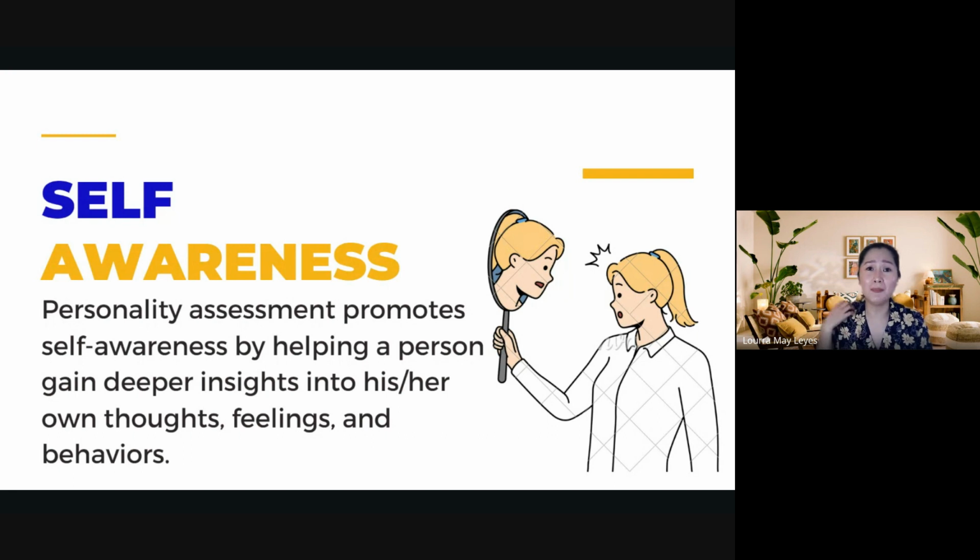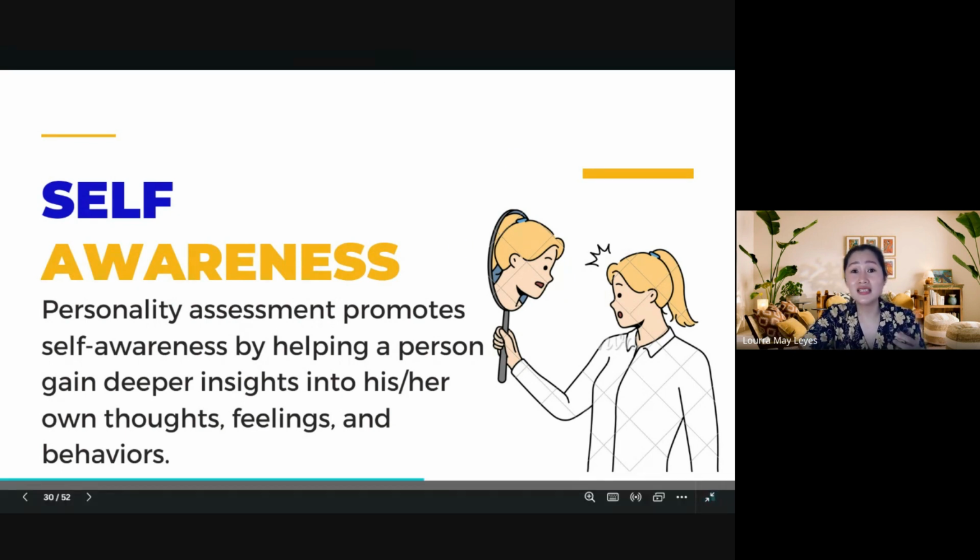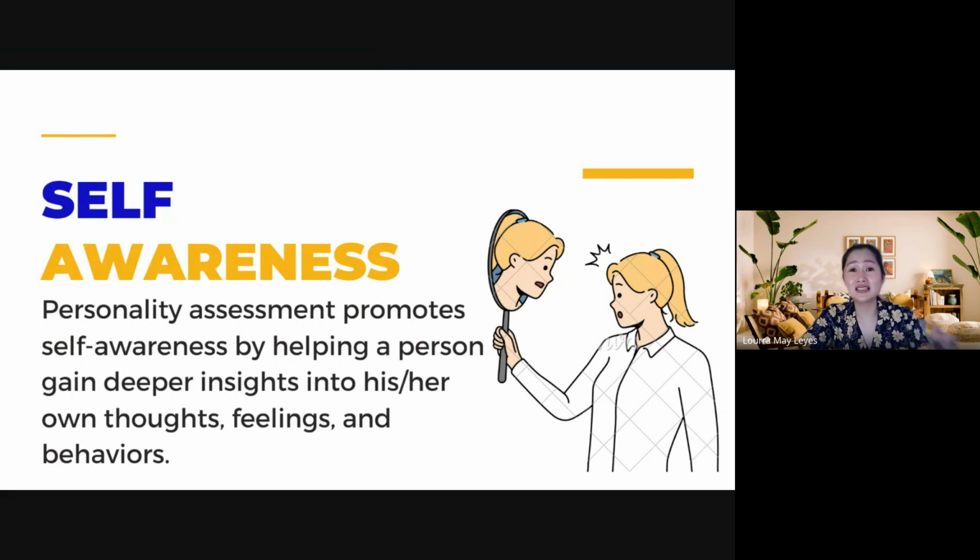Kapag alam natin yung mga bagay na kung saan tayo magaling. Halimbawa sa akin, alam ko na hindi ako magaling sa mathematical analysis. Hindi ako magaling sa numbers. Pero alam ko, magaling ako sa public speaking. Magaling ako sa interpersonal relationships. So, the career path that I chose is within these constructs, within these traits or abilities that I have.